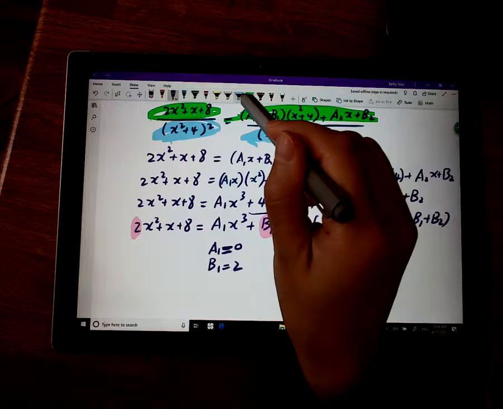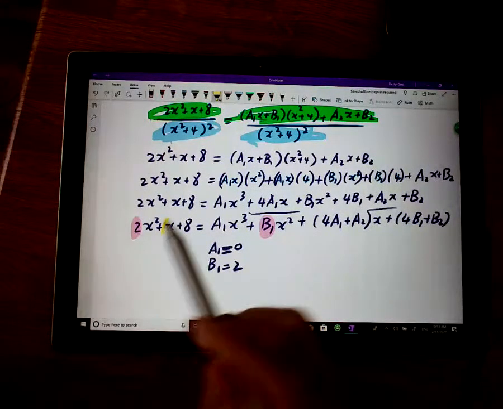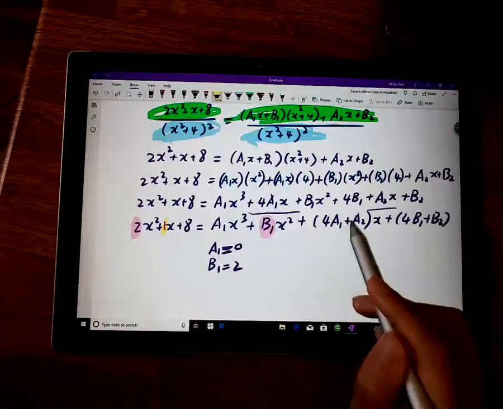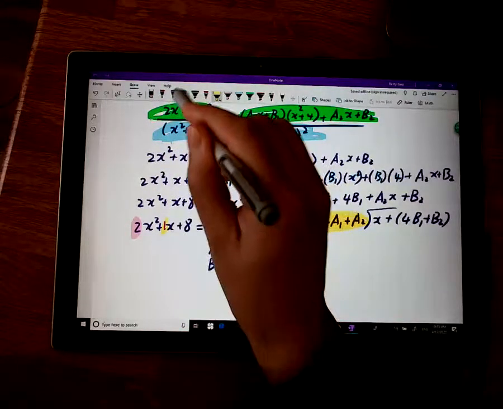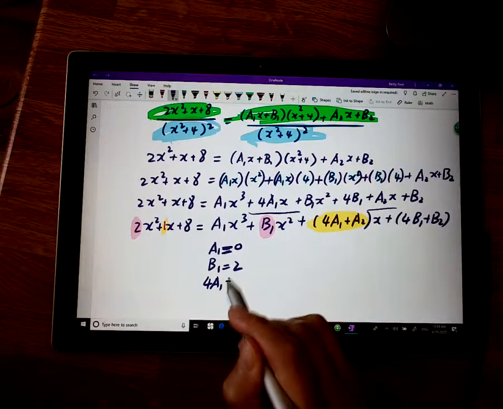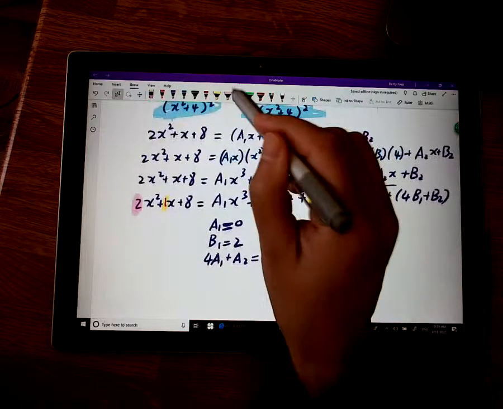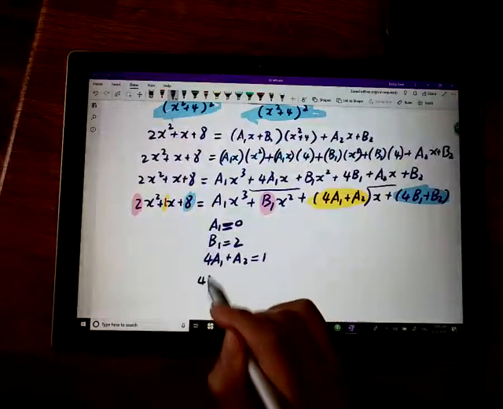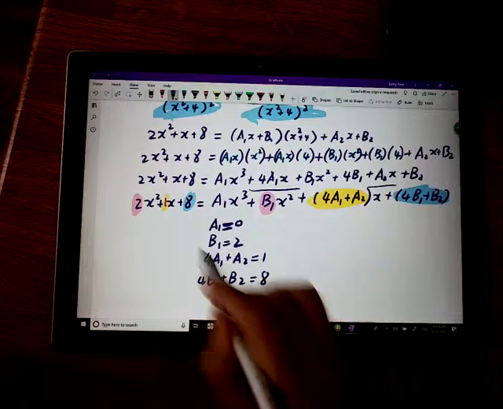Coefficient of x, let me change the color, yellow. The coefficient of x on the left is 1. And the coefficient of x on the right is 4 a sub 1 plus a sub 2. That gives us another equation, 4 a sub 1 plus a sub 2 equals 1. For the constant, that gives us another equation, 4 b sub 1 plus b sub 2 equals 8.